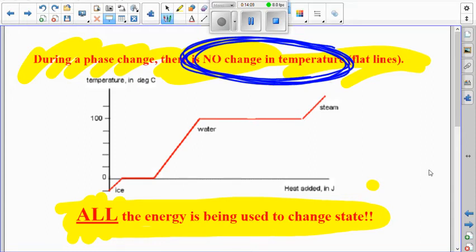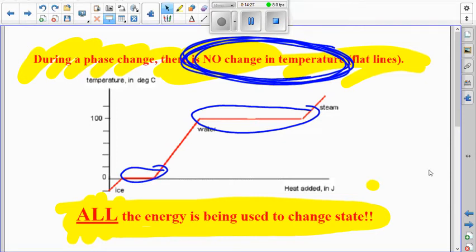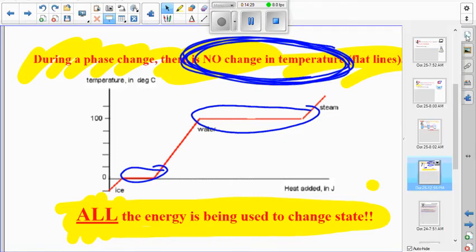So on this graph, okay, we have temperature on the y, heat being added on the x. Right here, where the temperature flattens out, it's not changing at all. And right here, the temperature flattens out, it's not changing at all. Those are both phase changes, where you must be going from one state of matter to another.